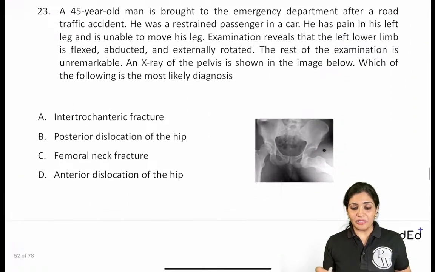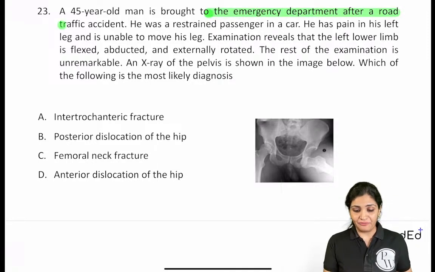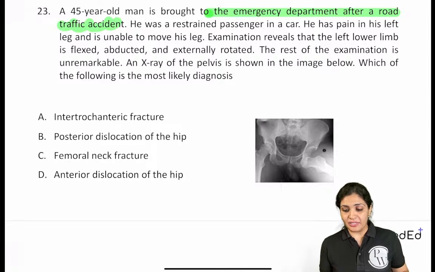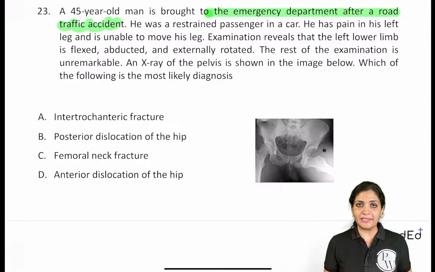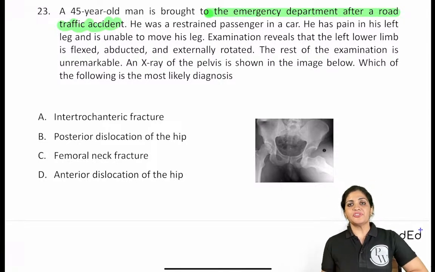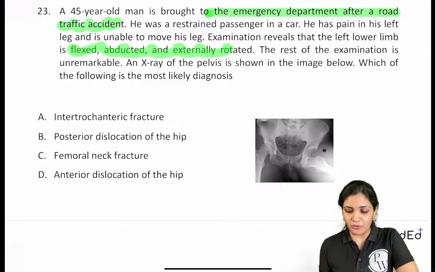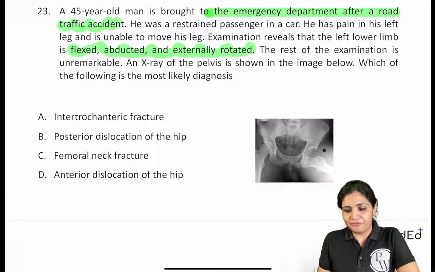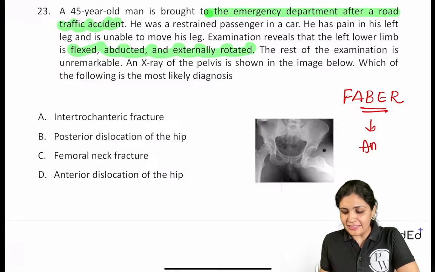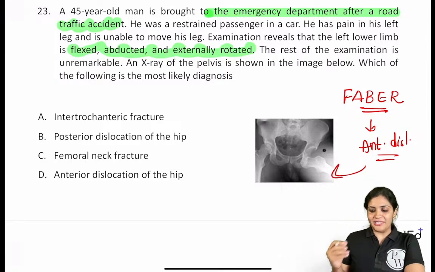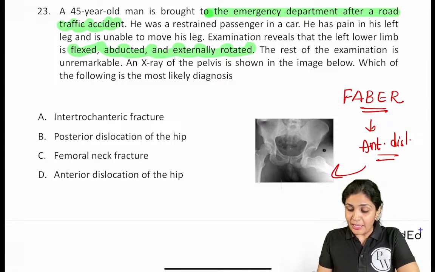Moving on to the next one, a 45-year-old man is brought to the emergency department after a road traffic accident. He was a restrained passenger in the car. He has pain in his left leg and is unable to move it. Examination reveals that the left lower limb is flexed, abducted, and externally rotated. So what we might have thought of is posterior dislocation, but here it is anterior dislocation, which is being confirmed by the X-ray, where you can see an important structure.